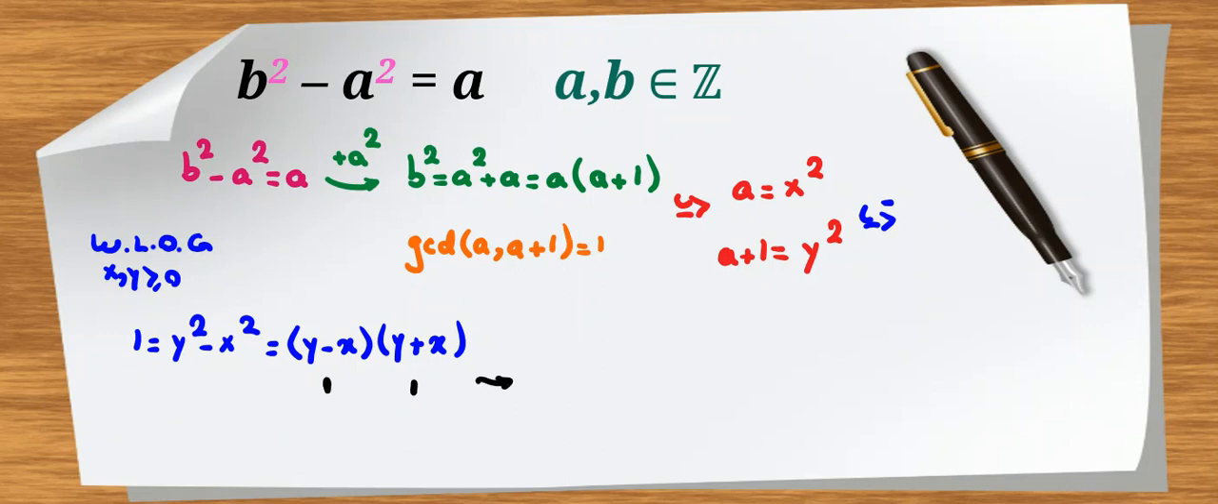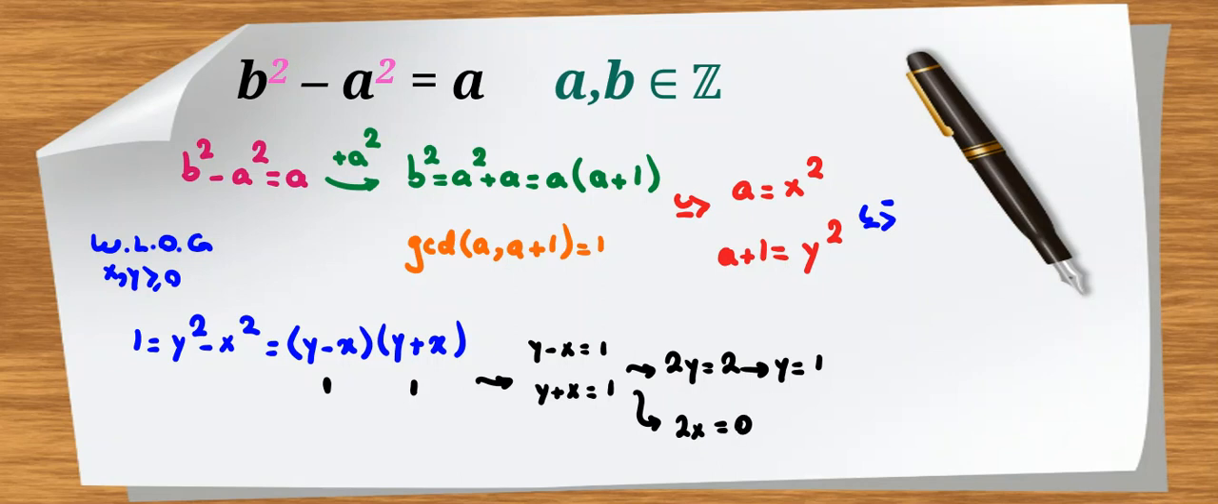Now, let's write y minus x is 1, y plus x is 1. If we add these two equations, 2y equals 2, so y equals 1. And if we subtract these two, 2x equals 0, so x equals 0. We understand that a was x squared, so a is 0 and a plus 1 is 1.